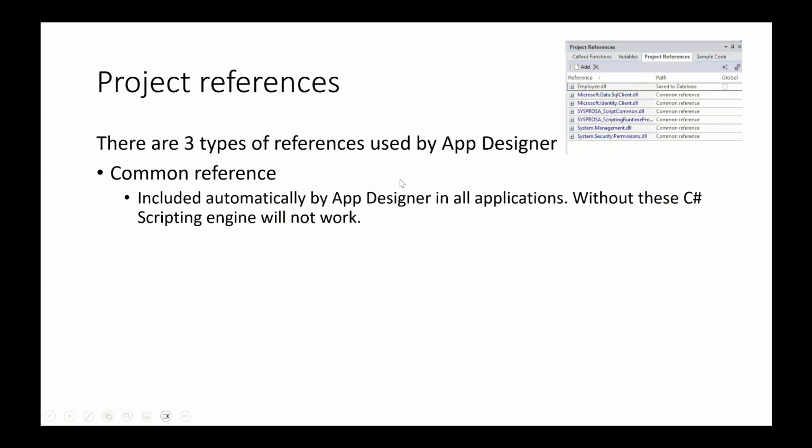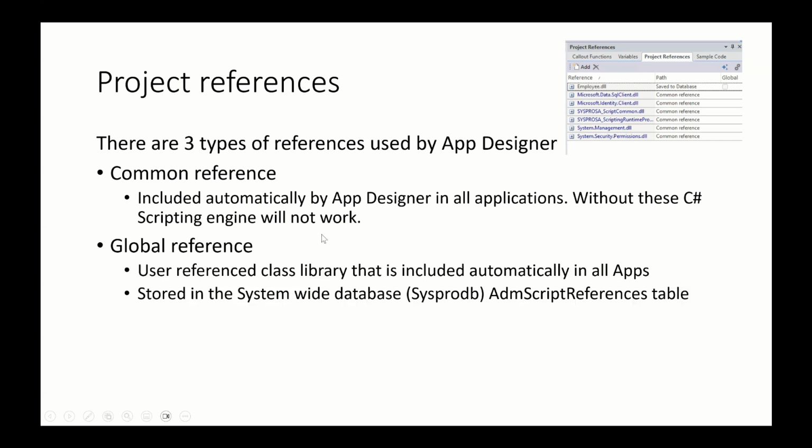If you remember at the beginning of the course, we identified three types of reference. We had the common reference, those ones in blue, and these were the references which the scripting engine needs just to simply function. There's nothing you can do about it, and if you highlight them and try and delete them with the delete cross here, they won't delete.